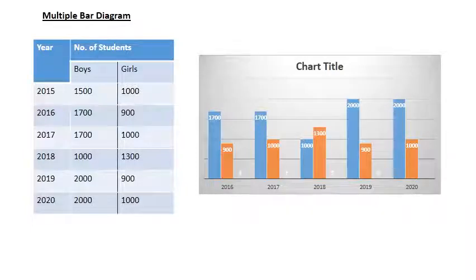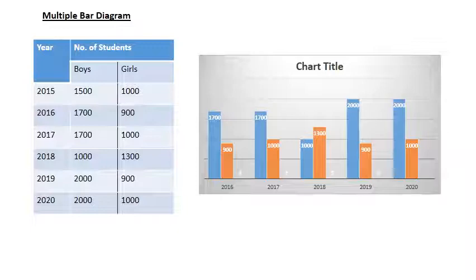When we are going to represent more than one variable in a bar diagram, so if a bar diagram is showing more than one variable, then that can be called a multiple bar diagram. You can see here the number of students is the same. Now we have divided these number of students into boys and girls.